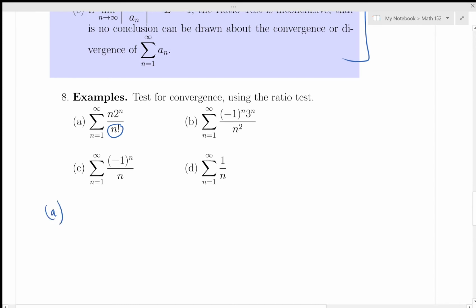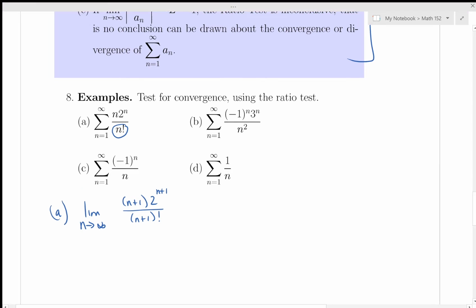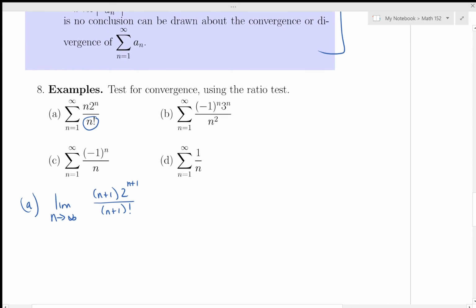So what we're going to do is form the limit of the n plus first term. That's going to look like this: n plus 1, 2 to the n plus 1 divided by n plus 1 factorial. That thing right there, let me box it. That is a n plus 1. And then I'm going to divide that by a n, and a n is n 2 to the n over n factorial.